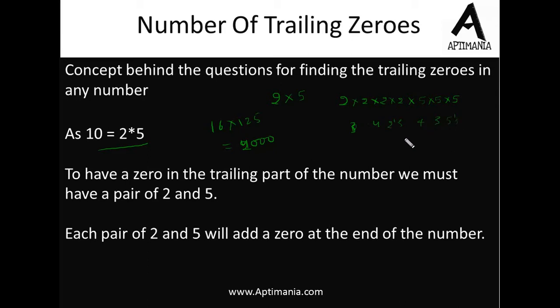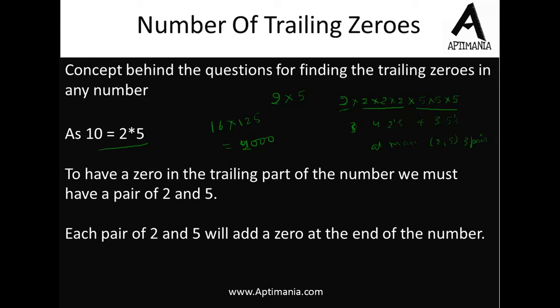So we can have at max 3 pairs of 2 and 5. Although we are having an extra 2, we don't have any extra 5 to pair with it. So the number of pairs that we have is 3 pairs. We are having 3 2's and 3 5's. So we will have 3 pairs. This is the concept behind the number of trailing zeros in any number.